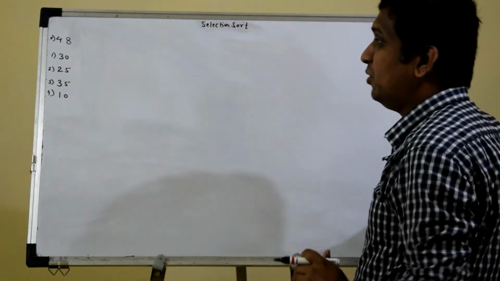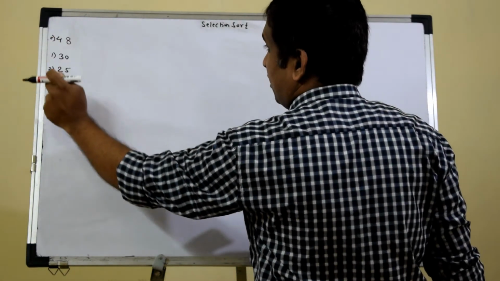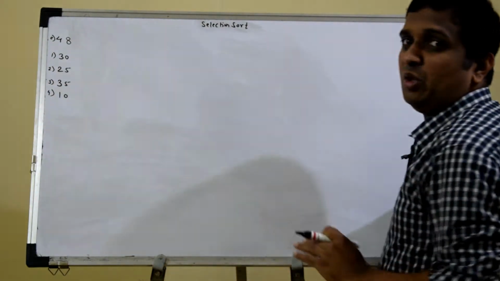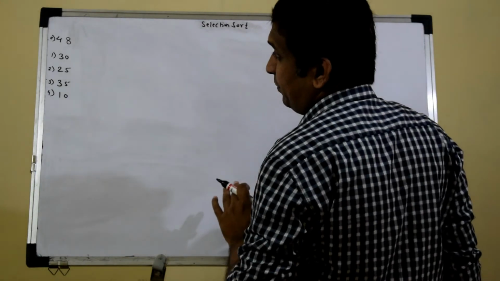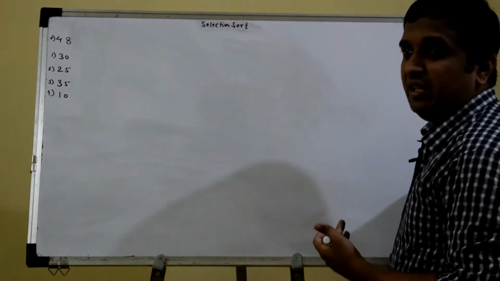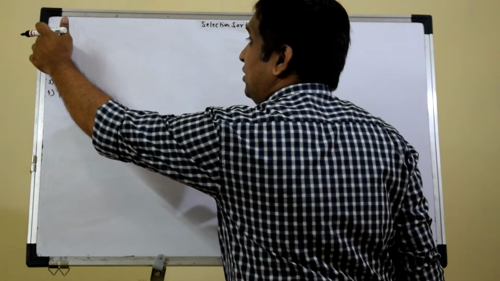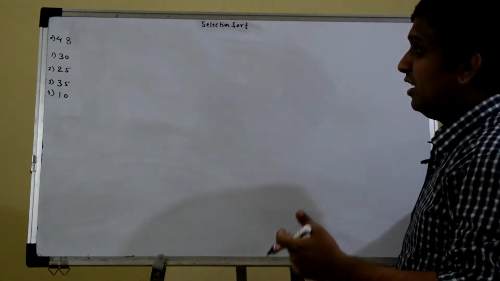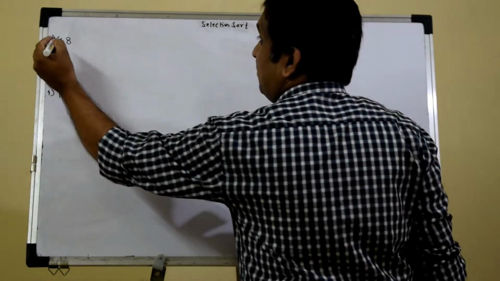Suppose these are the numbers 48, 30, 25, 35 and 10. They are placed in an array at 0th, 1st, 2nd, 3rd and 4th position. Number of elements are 5, so range of index is from 0 to 4. Now in bubble sort, we compared the consecutive elements. That means 0th position element with 1st position element, 1st with 2nd, 2nd with 3rd and 3rd with 4th. In selection sort, we keep the position constant.